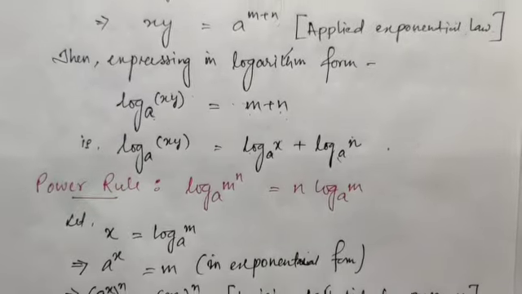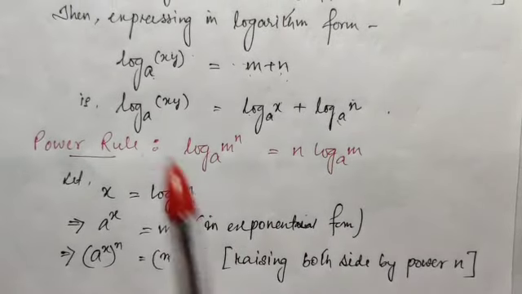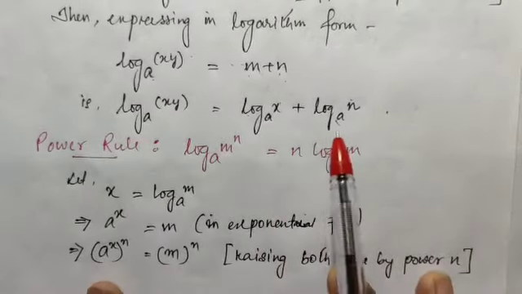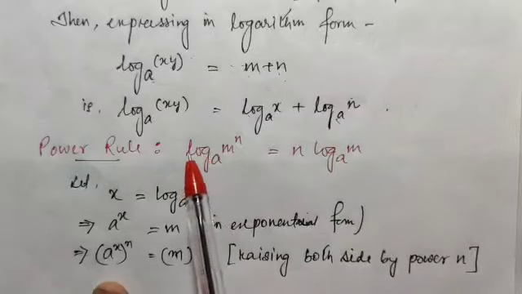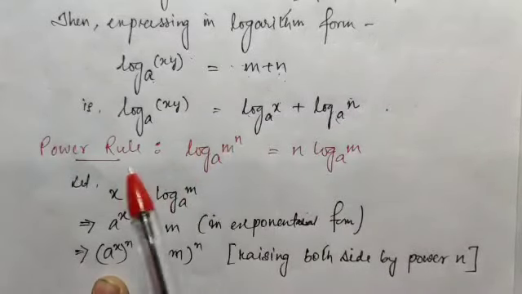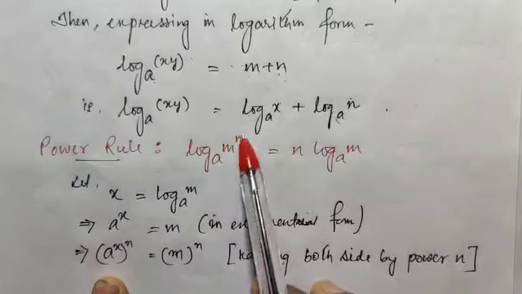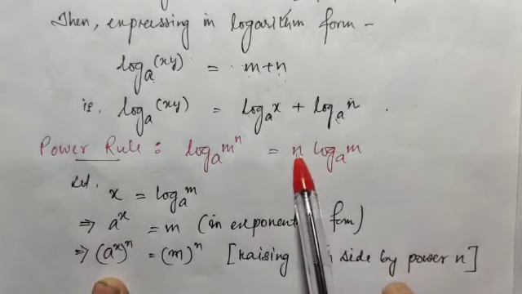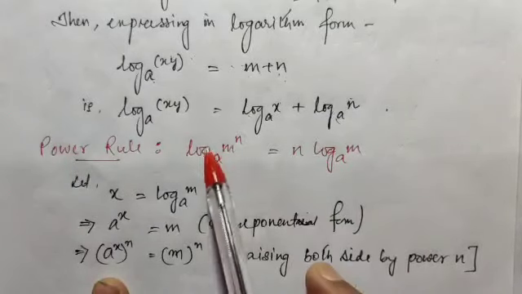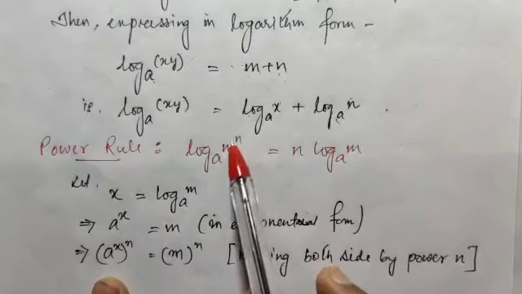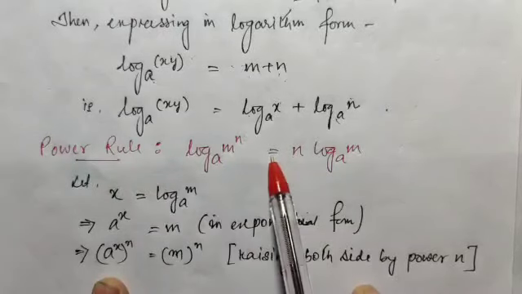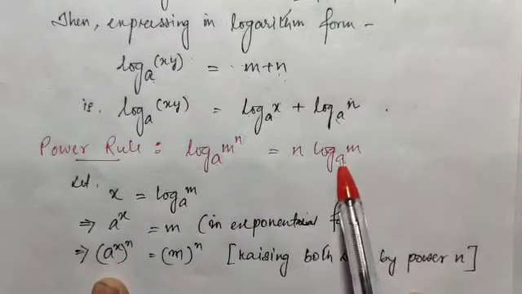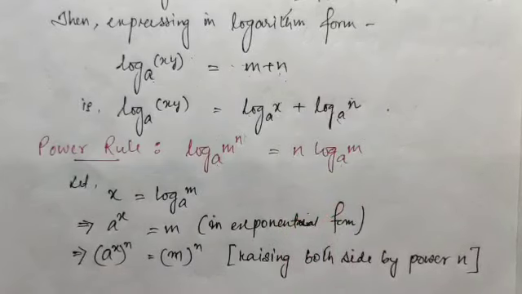Okay, now let us prove the power rule. So what was the power rule? Let us discuss first. Any argument raised to a power, the power will come in front of the log. Log m to the power n with respect to base a is equal to n log m with respect to base a.